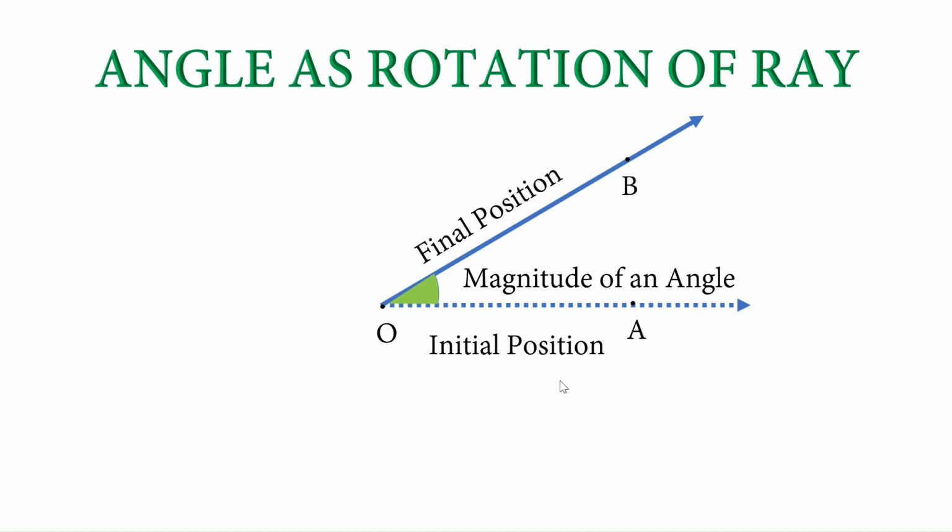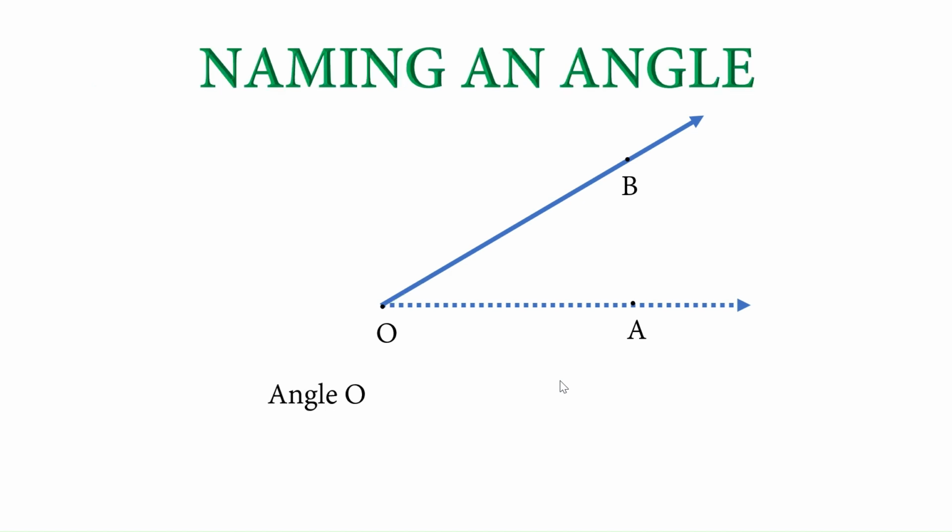This can be written as angle O in this symbolic notation, where this represents the symbol for angle. The same can also be written as angle AOB, considering the points on the initial and final positions, and it can also be written as angle BOA. Care has to be taken that the letter O, which is common to both the rays, has to be in the middle.